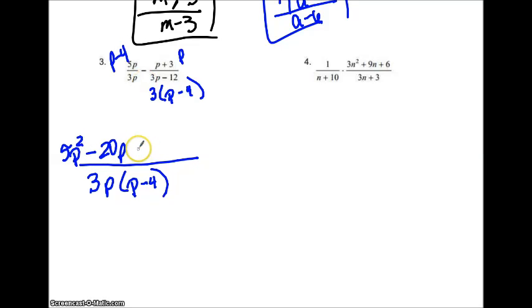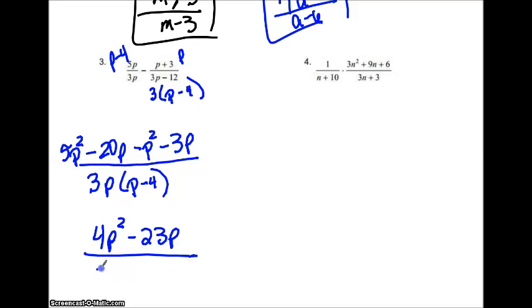This is a subtraction, so be careful. We're distributing like a negative p is what I would say. So negative p times p is minus p squared, and negative p times 3 is minus 3p. So combine like terms on the top. 5 minus 1 is 4p squared minus 23p all over 3p times p minus 4.